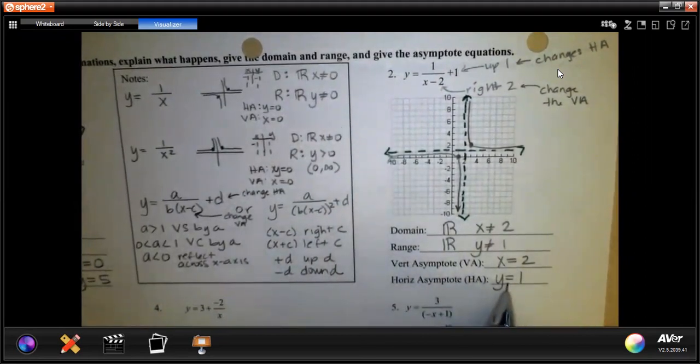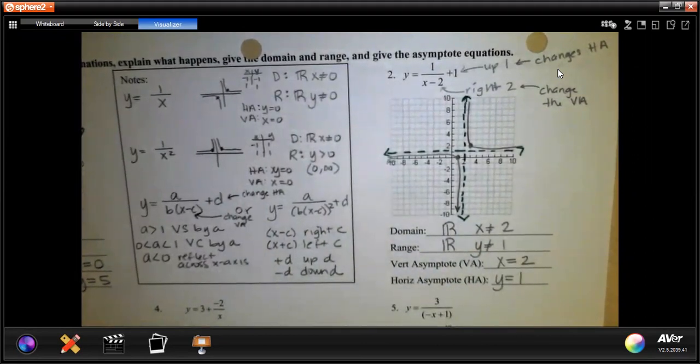Notice that your horizontal asymptote is part of that range and your vertical asymptote is part of that domain. That is always going to be true there because it is jumping over that asymptote. That's what it's getting close to. It does not touch that asymptote. It is just being guided by that asymptote. That's what the asymptotes do.